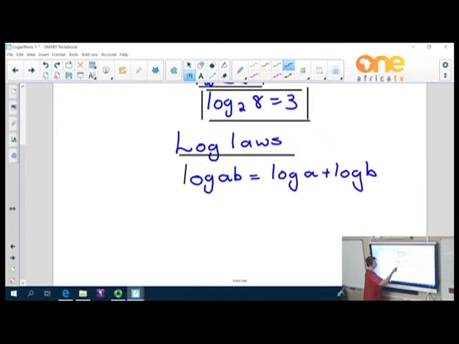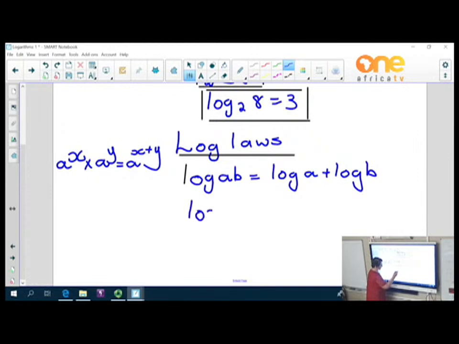So if we multiply, we add. And that was actually also the rule with indices. If we said a to the power of x times a to the power of y, then it was a to the power of x plus y. So if we multiply, we add. This is writing as a single logarithm. This is writing as separate logarithms. And that's what we're going to do today.